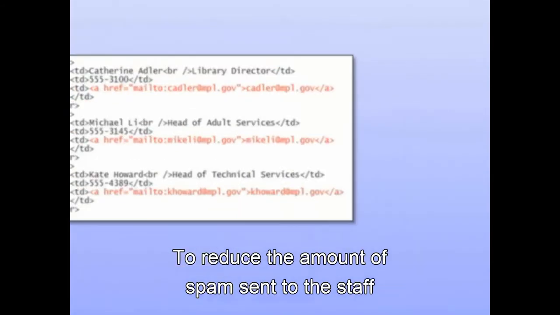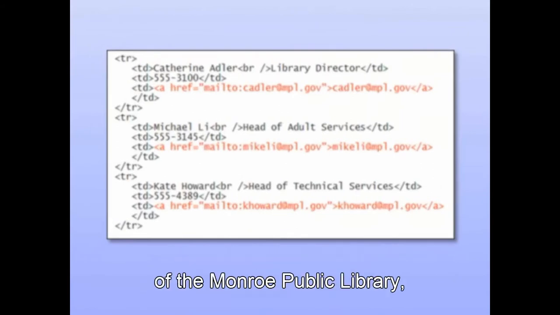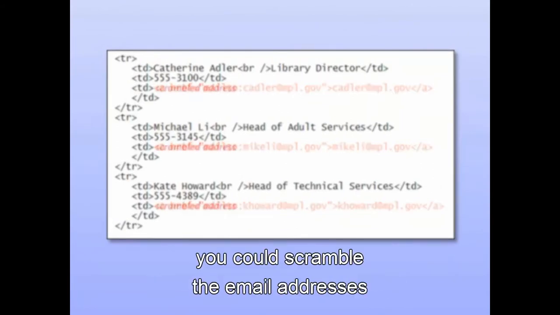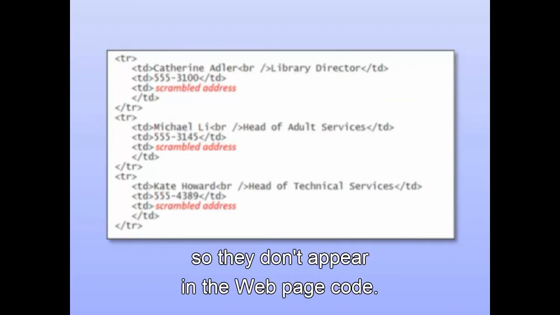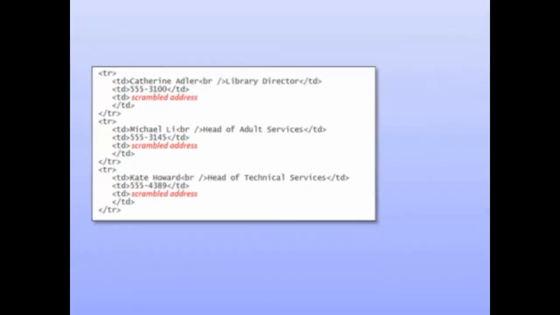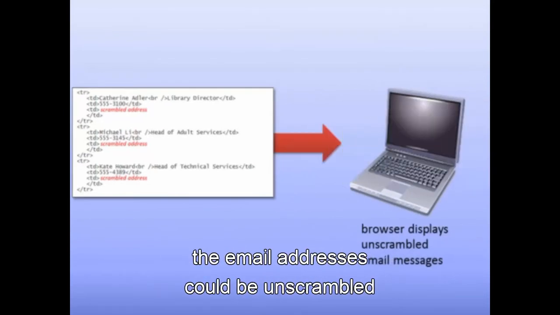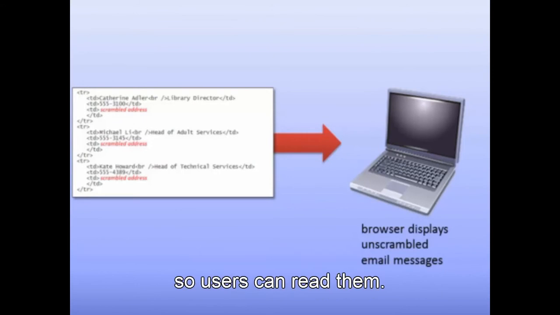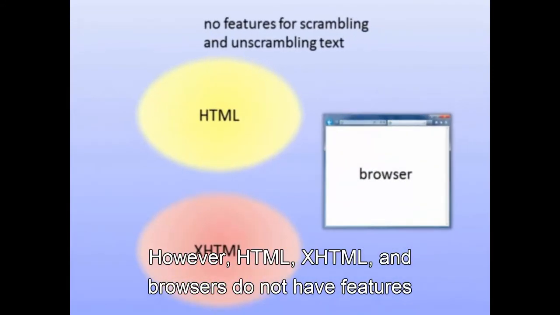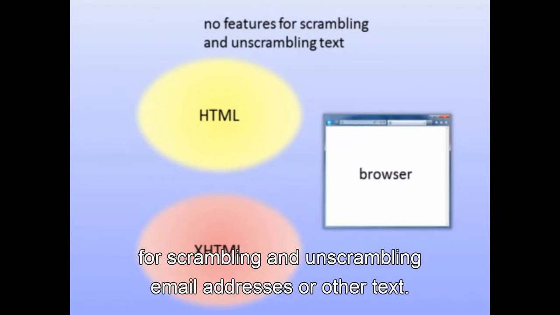To reduce the amount of spam sent to the staff of the Monroe Public Library, you could scramble the email addresses so they don't appear in the web page code. When a browser loads and displays the page for a user, the email addresses could be unscrambled so users can read them. However, HTML, XHTML, and browsers do not have features for scrambling and unscrambling email addresses or other text.